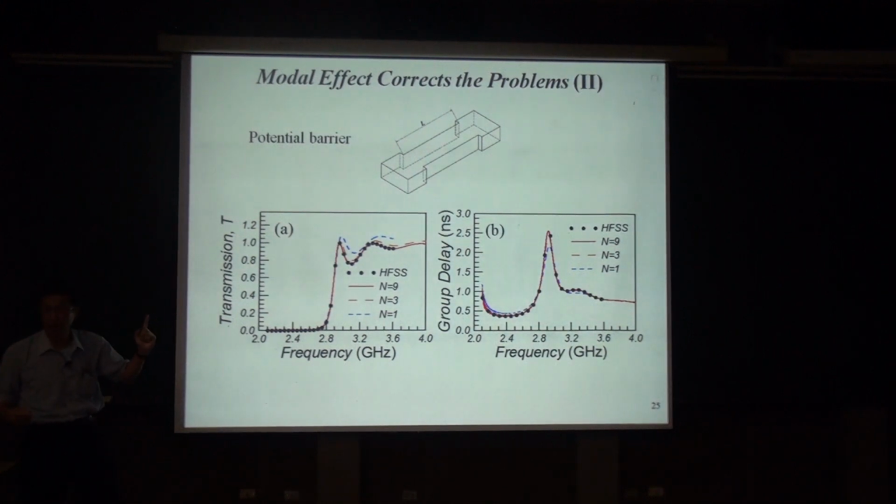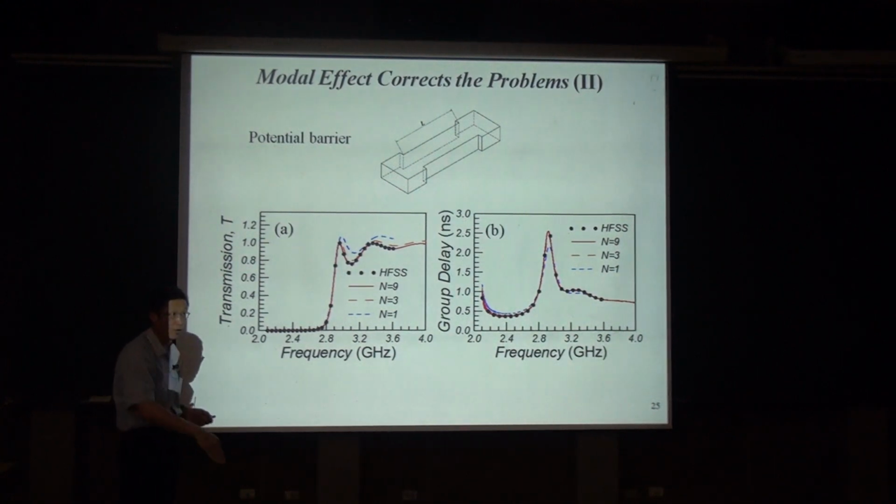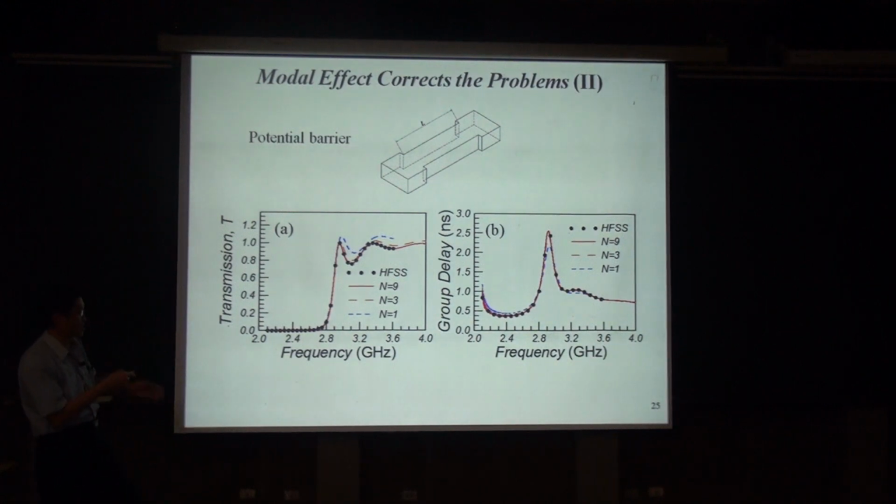What happened here? That's because the wave cannot propagate inside. So we don't need too many modes here because most of the waves are evanescent waves. In that case, we don't have to calculate too much more. Okay, that makes sense to us.